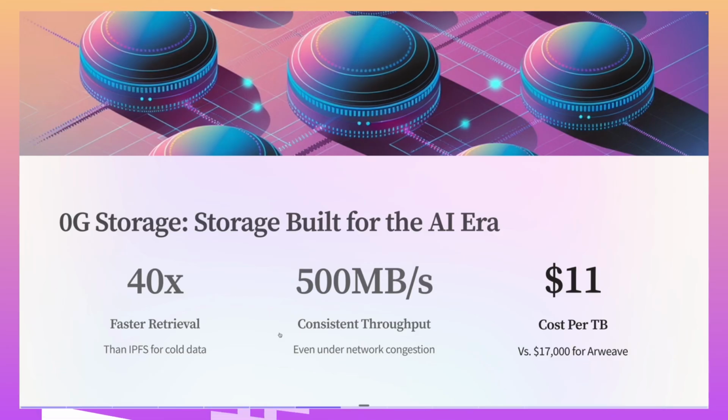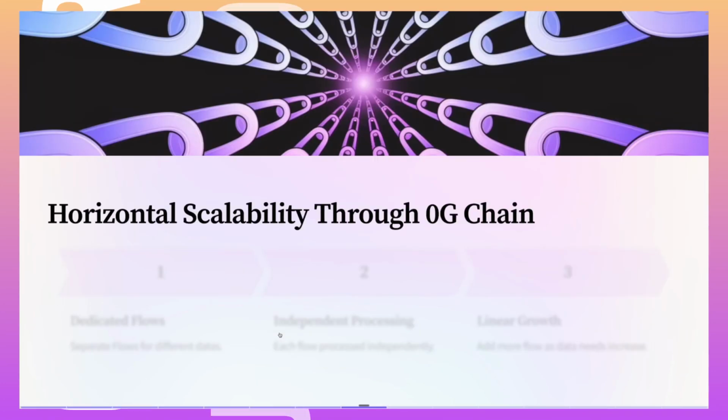And our cost is really low, $11 per TB. Compared to $17,000 for Arweave, I think that is really cheaper than any centralized provider or decentralized provider of our time.